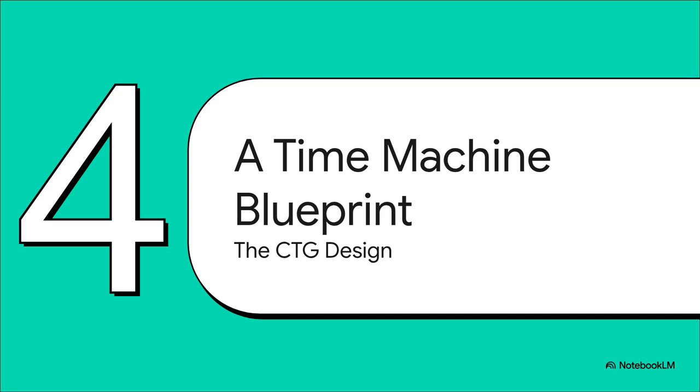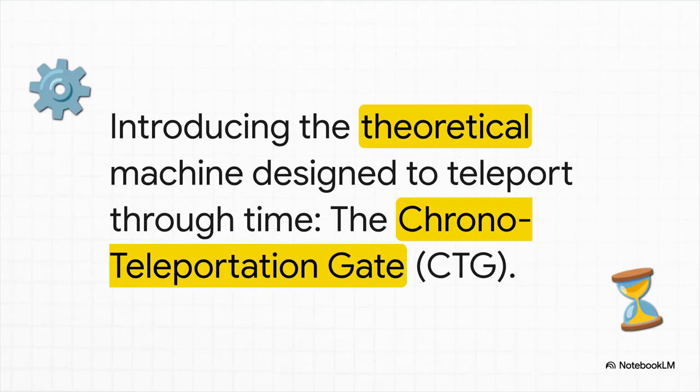So now, let's have some fun with this. Let's see what happens when we try to combine these theories into something a bit more concrete. We can actually sketch out a blueprint for a fictional but physically inspired device, a machine literally designed to teleport through time. We're going to call it the Chrono Teleportation Gate, or CTG for short. Now, I want you to think of this as a conceptual model.